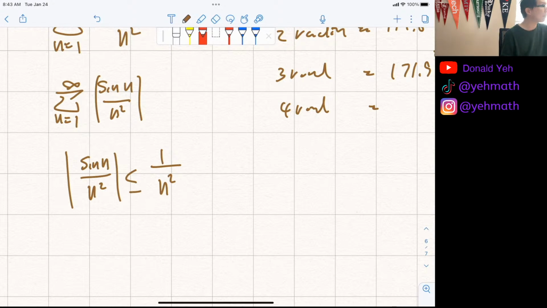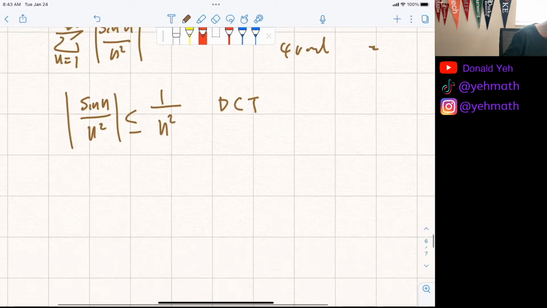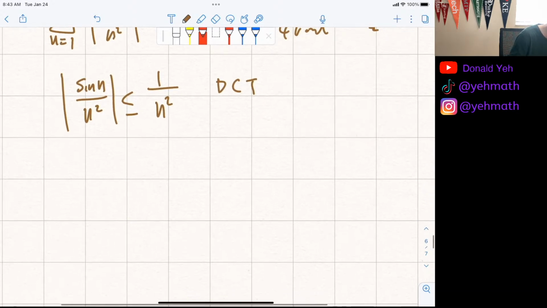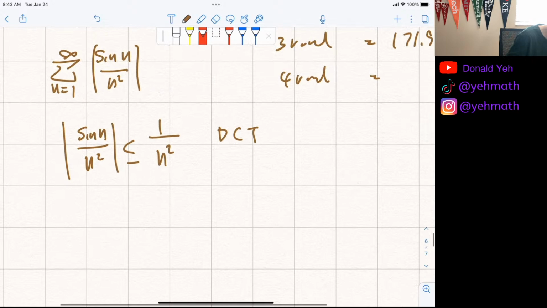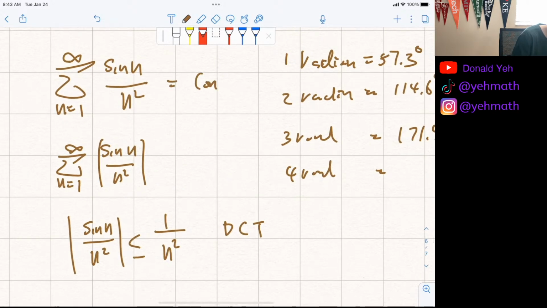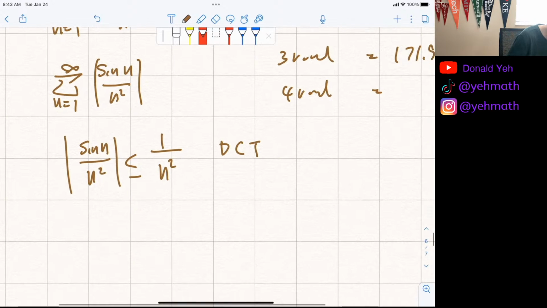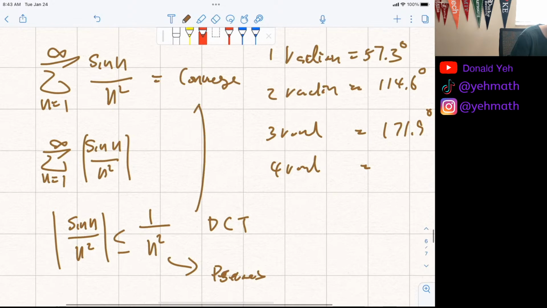Why? Because sine can be a maximum of 1. On the unit circle, sine of 90 degrees is 1. So you can do the direct comparison test. The direct comparison test tells you this one converges, so therefore the series also converges. This one will converge because it is a p-series that converges, so this causes the absolute value series to converge using DCT.